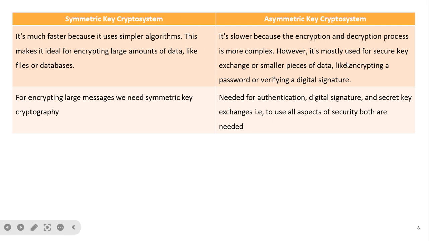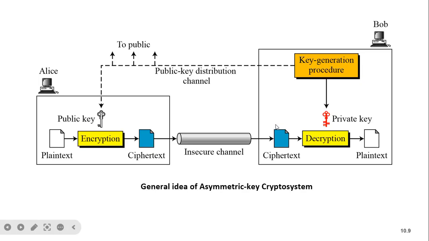Asymmetric encryption is slower, and generally for encrypting large messages we use symmetric encryption. Initially we use asymmetric key encryption to share the keys, and after that we go with symmetric key cryptography, because for large messages this method is efficient. And when we want authentication, digital signature or secret key exchange, which is required in symmetric key cryptography, we use the asymmetric key crypto system.